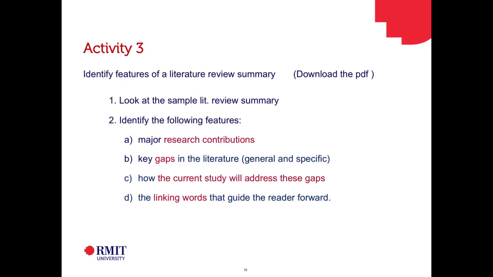You're about to read a conclusion to a literature review and identify its structural features. This review is on the topic of online information retrieval. You'll look for the major contributions of significant research, the gaps in the literature, and how these gaps will be filled by the current study. Also have a think about the linking words used by the writer to guide the reader's comprehension. You can pause the video and make a note of these tasks before you continue, or you can download PDF Activity 3. Just follow the links next to this video.